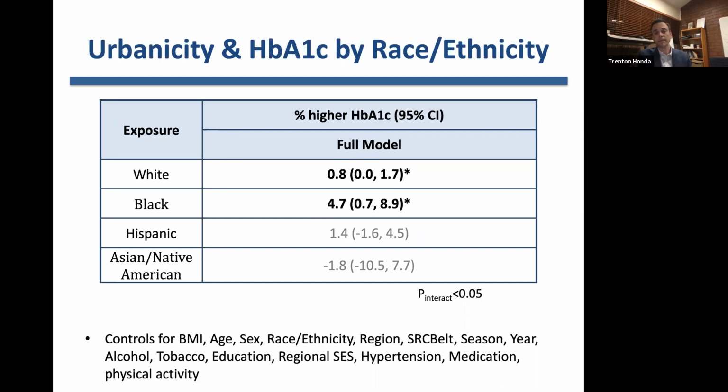Now, looking at effect modification models for hemoglobin A1C, we found that urbanicity was significantly associated with increases in hemoglobin A1C among white individuals, but it was a much higher association found among Black individuals.